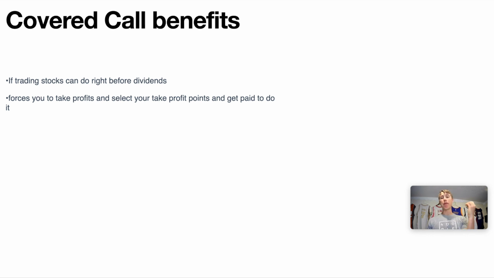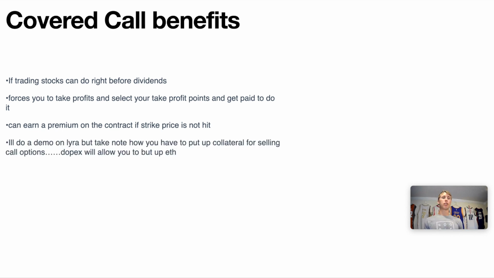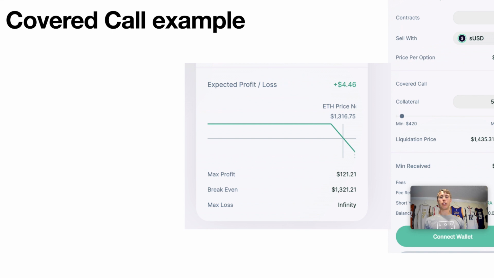Second, this forces you to take profits and select your profit points and get paid to do it. So if I buy ETH for $1,000 and I sell a covered call at $1,100, that basically says I'm committing to selling my Ethereum at $1,100 and getting paid a premium for doing this. And of course, if the strike price is never hit, I get this premium for free, I walk away, and I can repeat the process if I want to. I'll do a demo later in this video to show what's up, so it'll make a little more sense.